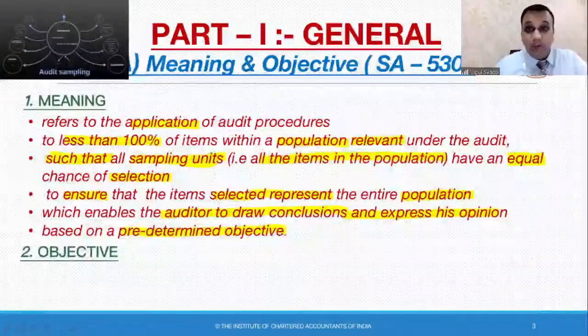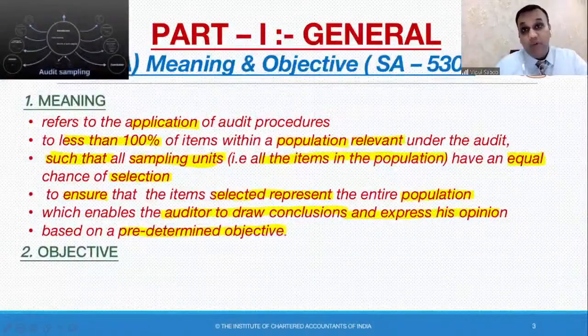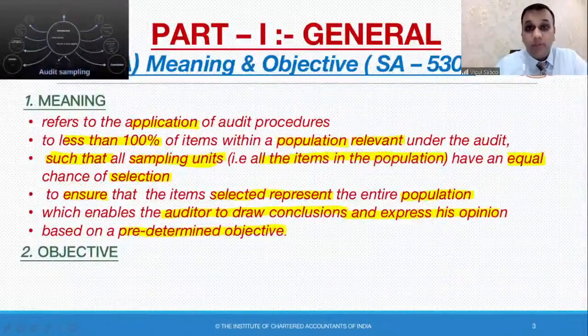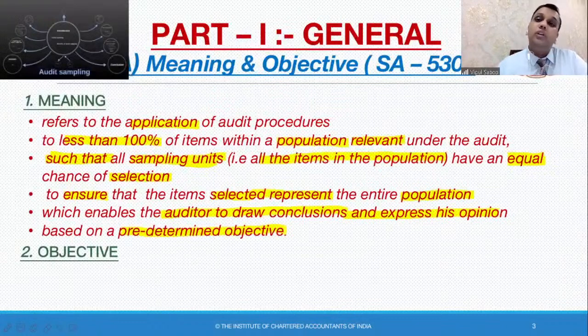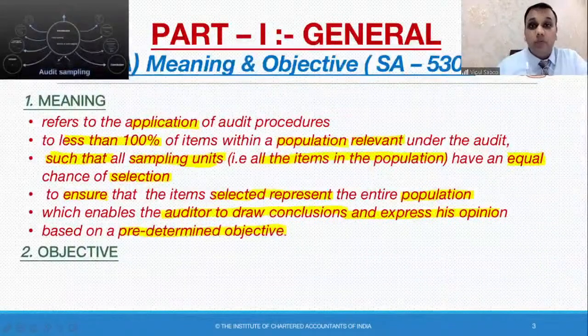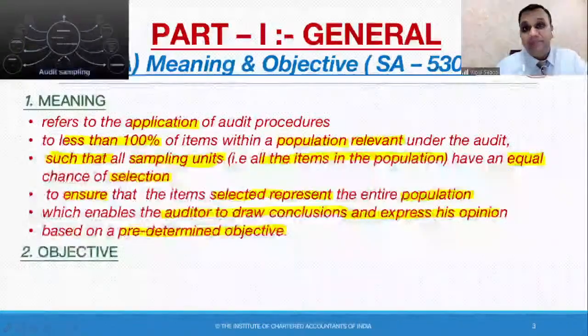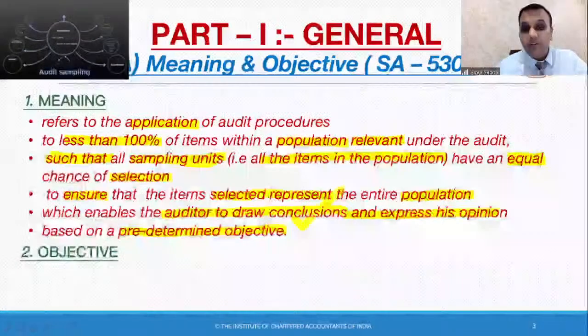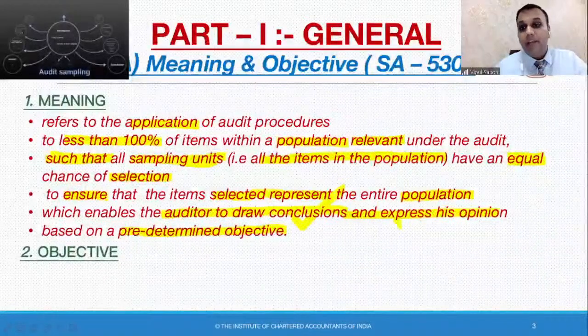And if I find that the controls are weak, I might go for 100% checking. Then there will be no audit sampling. I might go for 70% of the accounts, to check 70% of the accounts. Based upon the strength of the controls, I would test their internal controls, and based upon the result of those controls, I'll determine my objective of using audit sampling. I'll apply my audit procedures on that particular sample to draw conclusions and thereby express my opinion, the task which has been given to me.